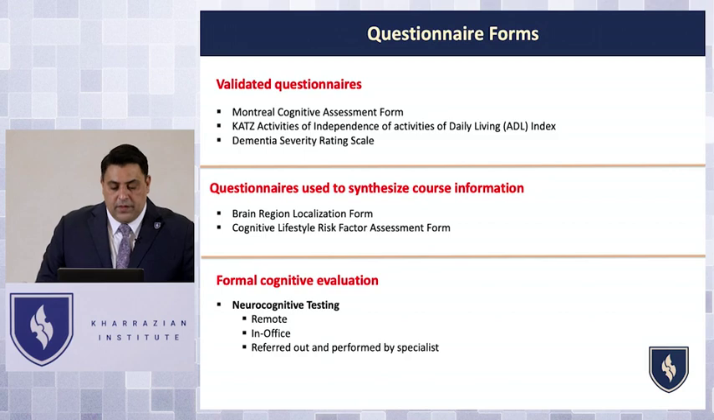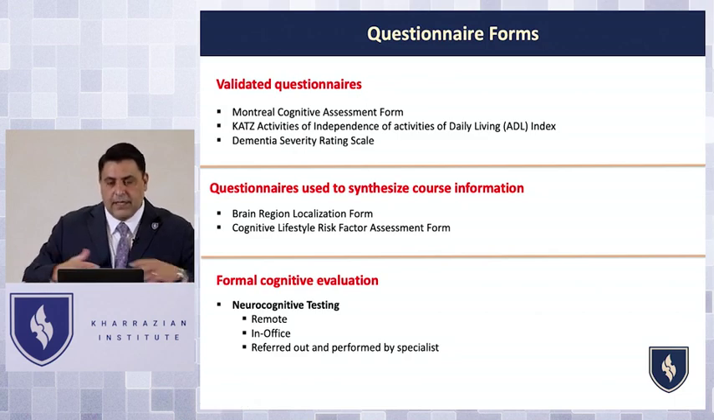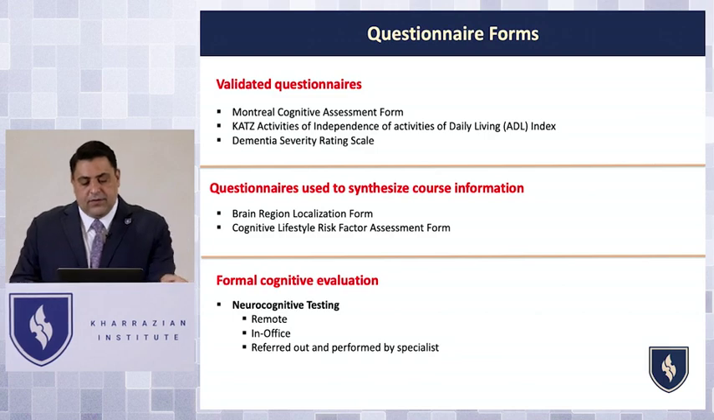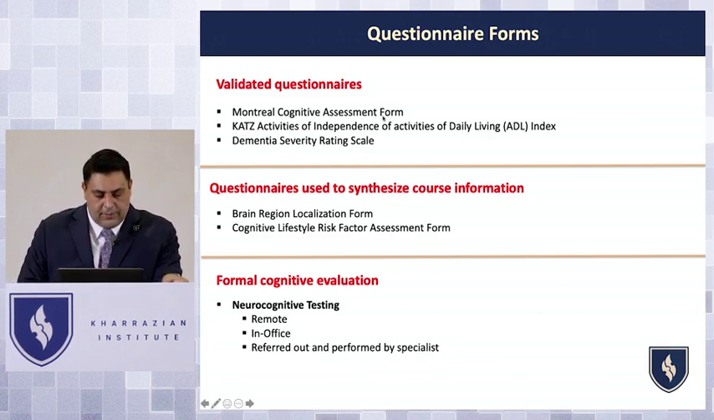Now, within the questionnaire forms that you have in this course material and things we'll go over in this section, there are some questionnaire forms that are called validated questionnaire forms. Validated questionnaire form means that these forms have shown to be effective in research studies, and they're a standardized form that people in healthcare use as a way to assess cognitive function. And these are the Montreal Cognitive Assessment Form, the Katz Activities of Daily Living Index, and the Dementia Severity Rating Scale. So these are your validated questionnaire forms.